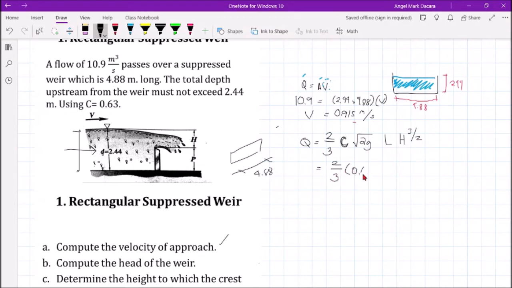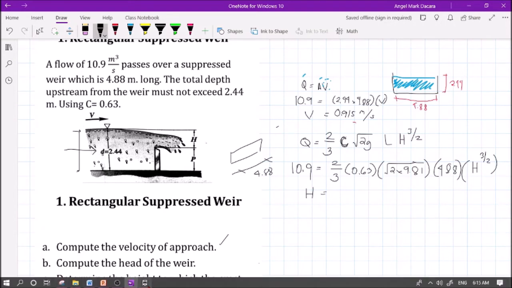2/3 times 0.63 square root of 2G. I did not write the unit since this is empirical, and we expect the unit to be in cubic meters per second for discharge. Length is 4.88 and head is unknown, raised to 3 halves. So if you notice, this is basically shift solve, direct substitution. Okay? So let's solve for H.